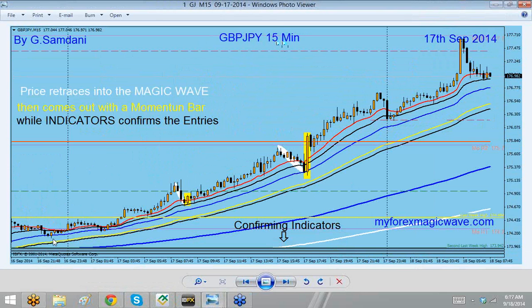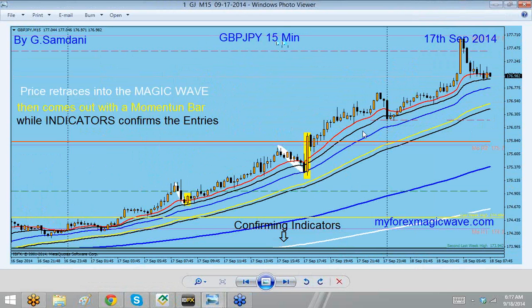Yen started getting weaker, and then pound yen started taking off because pound was getting strong. So the first entry was here, the second entry was here, and all the way it's almost from 175.20 something to 177.70, 177.50, 60 maybe, somewhere there, right? So it's a lot of pippage, and two entries. So these are the entries.